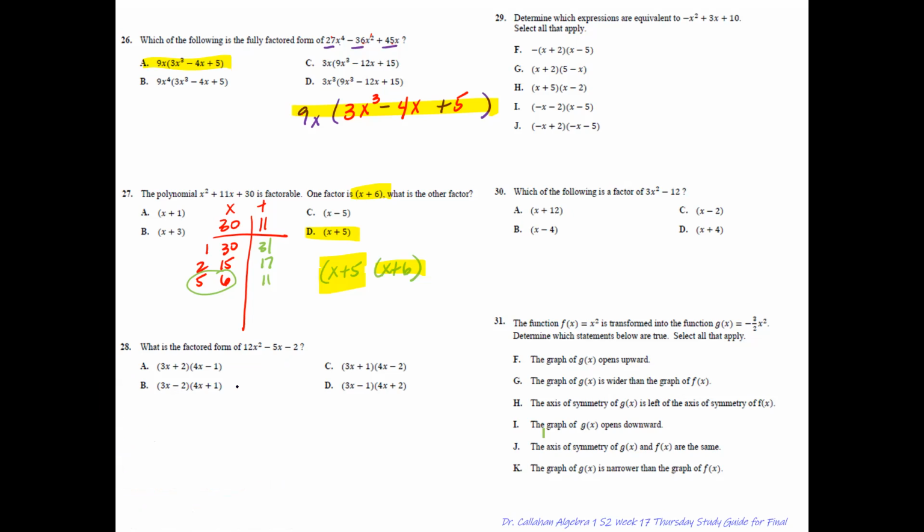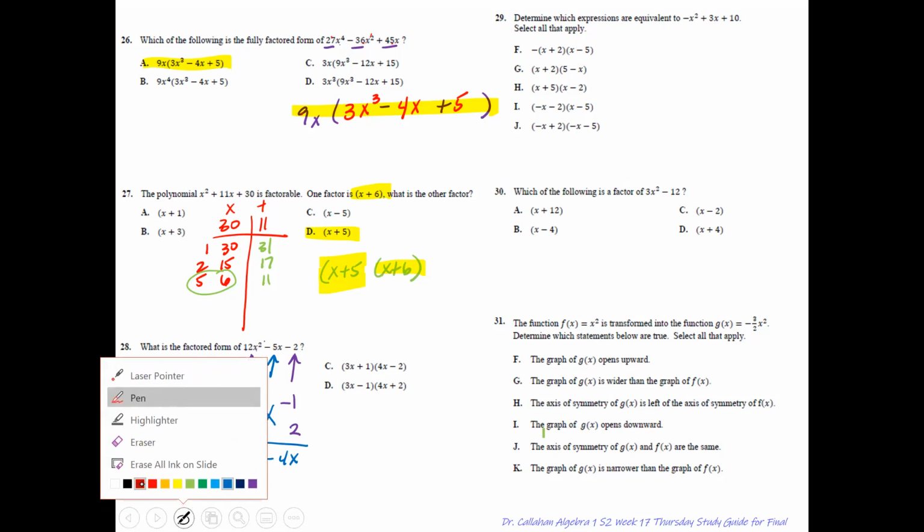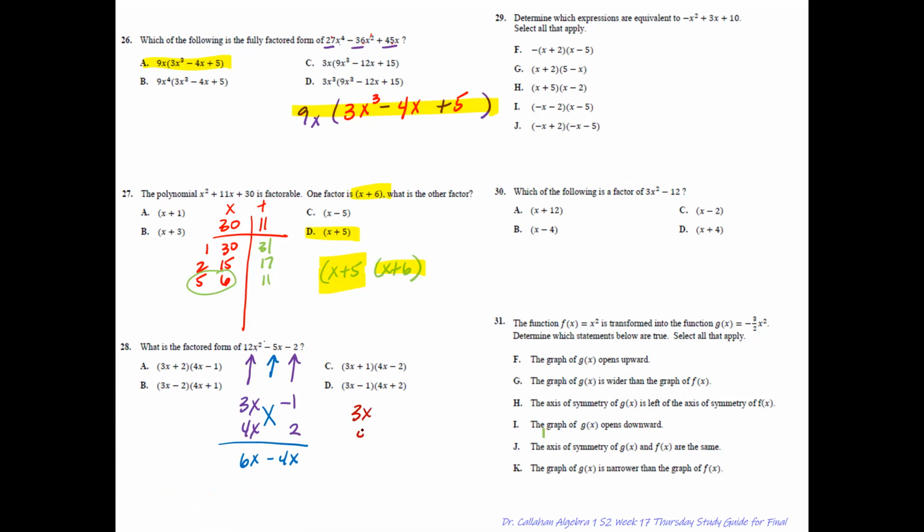For number 28, you're asking yourself, okay, what times what gives me a 12x squared? 3x and 4x. What times what gives me a negative 2? You got to do a little bit of guessing. You could do a negative 1 and a positive 2, but then when you crisscross and add them, they have to give you a middle negative 5. So that's 6x minus 4x. Oops, that's not going to work. So let's try a different variation.